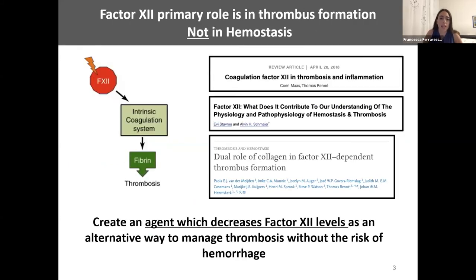It has been found that factor 12 has a primary role in thrombus formation, but it does not have a primary role in hemostasis. So we thought if we can create an agent which decreases factor 12 levels, it could become a new way to manage thrombosis, and it could be a novel anticoagulant that does not have the risk of hemorrhage. Next slide, please.